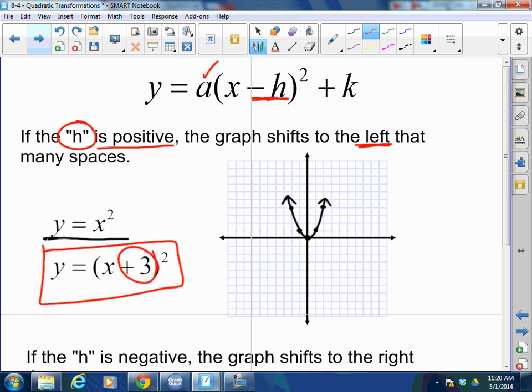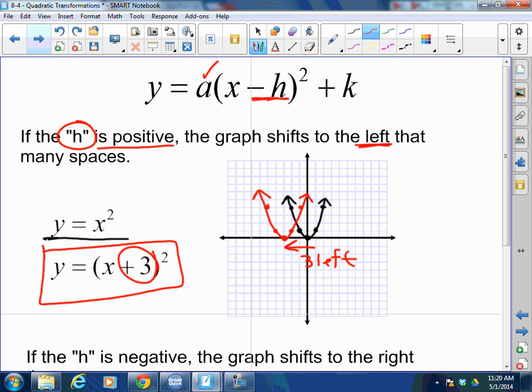So guess what, guys? You don't have to make another table. All you have to do is literally move every single point of your parent to the left 3 places. So you go 1, 2, 3 for each point. Do you see how it's the same exact graph but just shifted 3 units to the left? You do not have to make a new table for that. If you remember this, you do not have to make a new table.